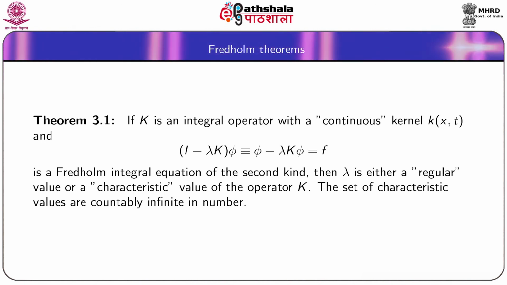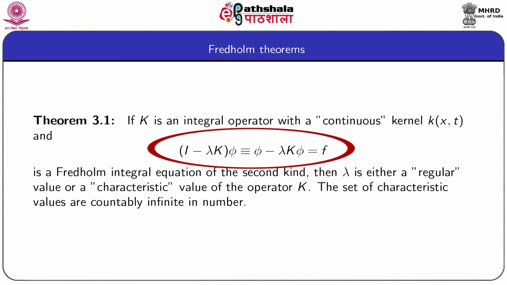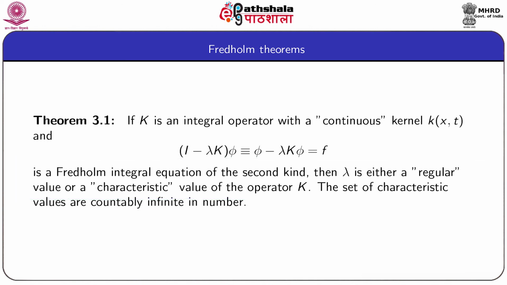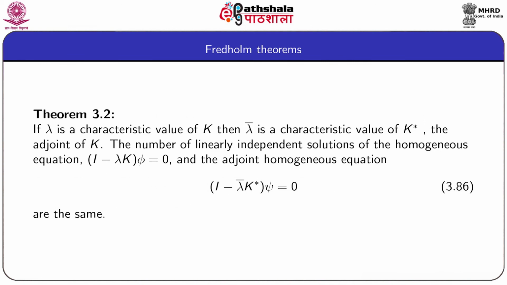Theorem 3.1: if K is an integral operator with a continuous kernel k(x,t) and (I minus lambda K) phi equal to f is a Fredholm integral equation of second kind, then lambda is either a regular value or a characteristic value of the operator capital K. And the set of characteristic values is countably infinite in number. Next comes theorem 3.2. If lambda is a characteristic value of capital K, then lambda bar is a characteristic value of capital K star, that is the adjoint operator.